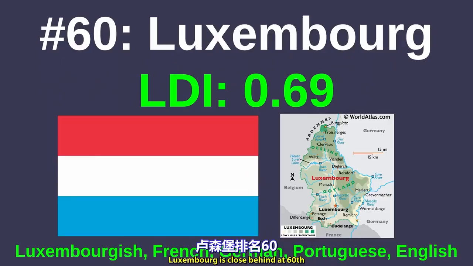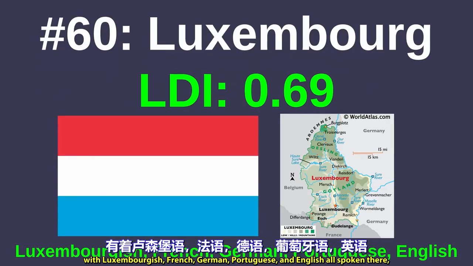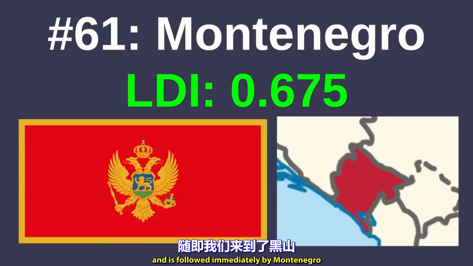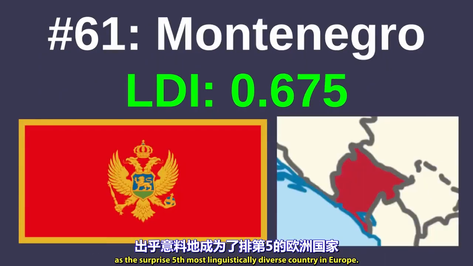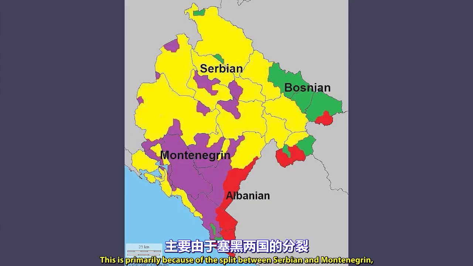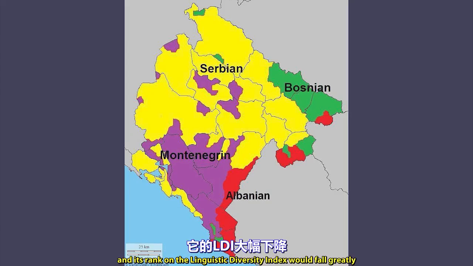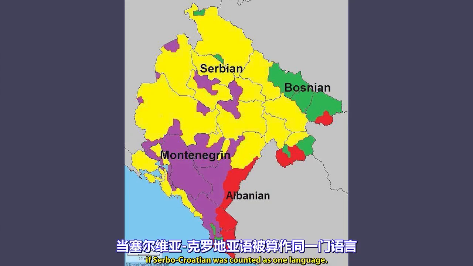Luxembourg is close behind at 60th, with Luxembourgish, French, German, Portuguese, and English all spoken there, and is followed immediately by Montenegro as the surprise 5th most linguistically diverse country in Europe. This is primarily because of the split between Serbian and Montenegrin, and its rank on the Linguistic Diversity Index would fall greatly if Serbo-Croatian was counted as one language.